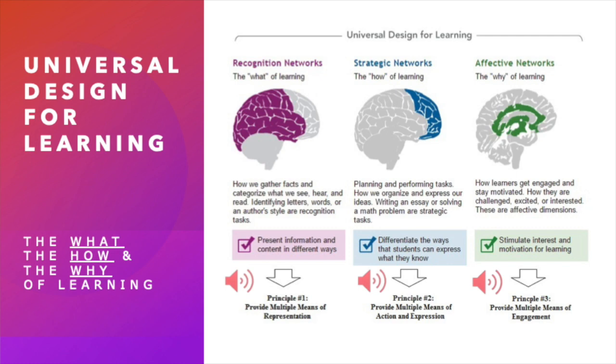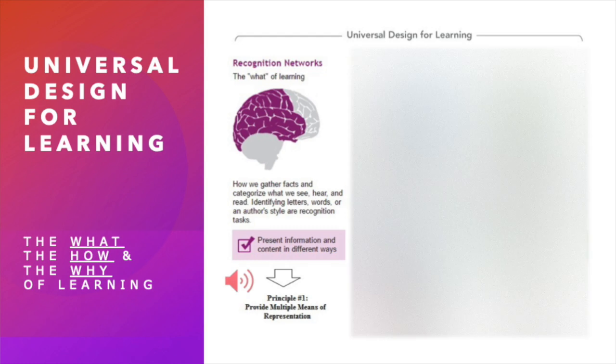There are three neurologic networks in Universal Design for Learning that are recognized. Recognition networks refer to how we gather facts and categorize what we see, hear, or read. Teachers must present information in different ways in order to tap into these networks.